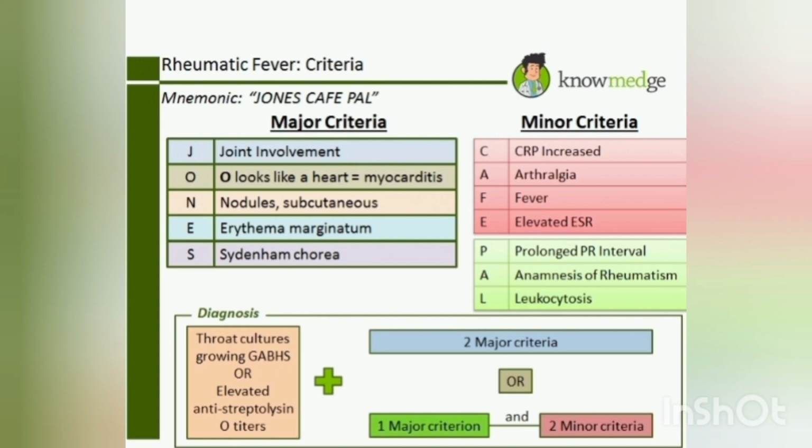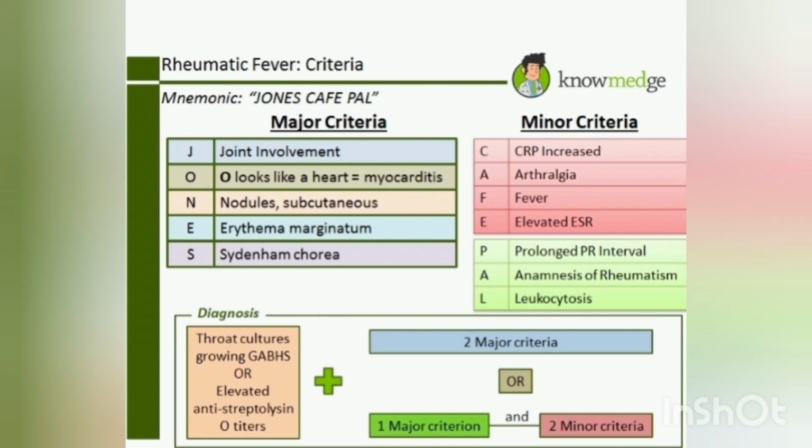So what are the major criteria? In low risk populations, the major criteria are the same as the clinical symptoms. That is carditis, arthritis, mainly migrating polyarthritis, then chorea, then subcutaneous nodules and erythema marginatum. In high risk populations, the arthritis can be considered both monoarthritis and polyarthritis, and polyarthralgia also. So what's the difference between polyarthritis and polyarthralgia? In polyarthralgia, there is only pain and no inflammation. In polyarthritis, there is inflammation also.